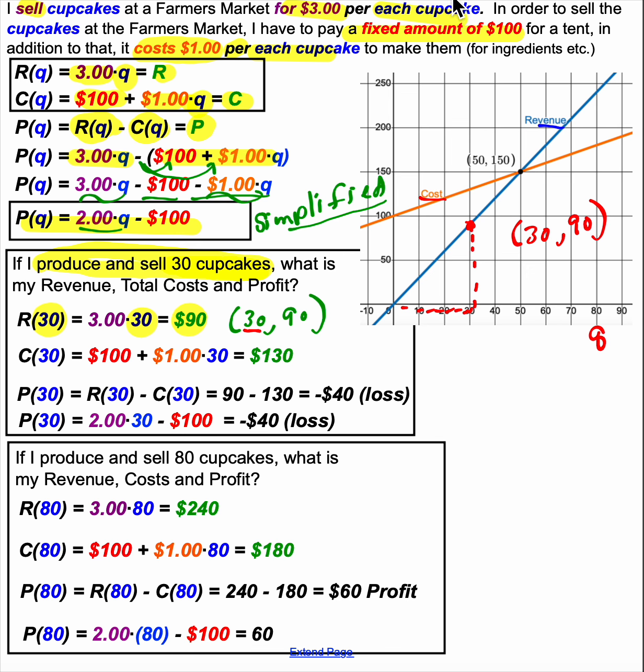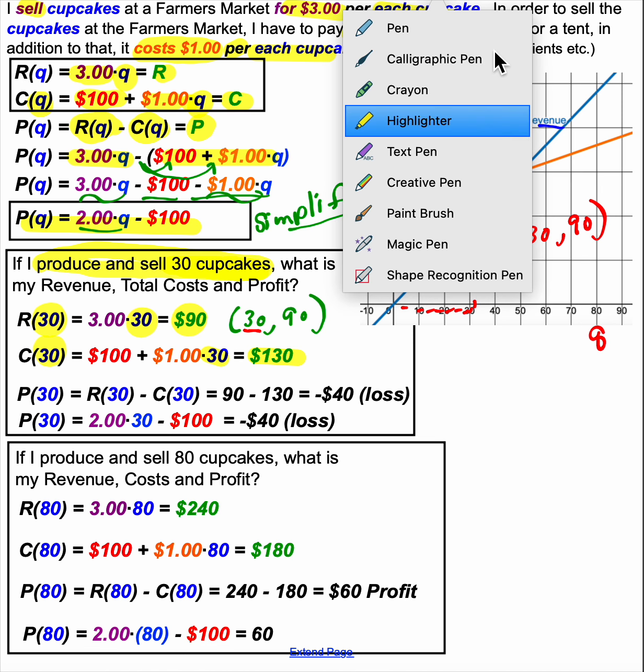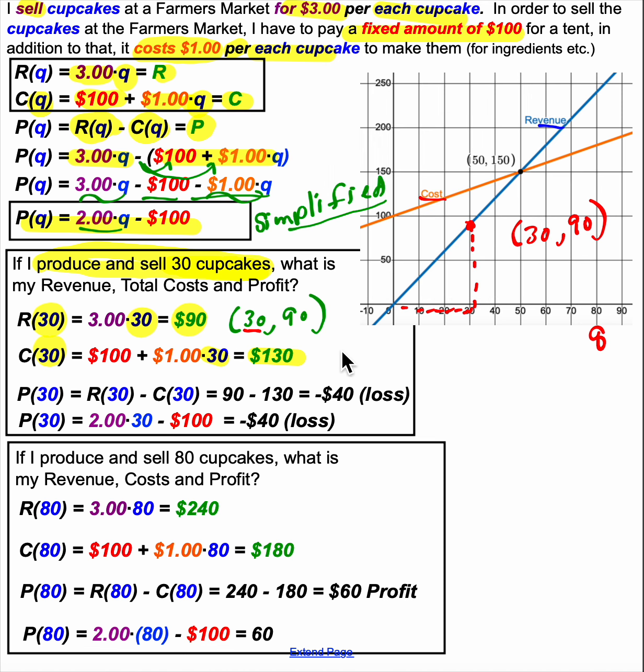All right, so now if I look at my cost, if I produce and sell 30 cupcakes, I'm going to input 30 for Q. So I have 100 plus $1 per each cupcake, and I have 30 of them. And when I put that in my calculator, I get 130. So this is telling me when I produce and sell 30 cupcakes, my total cost is $130.